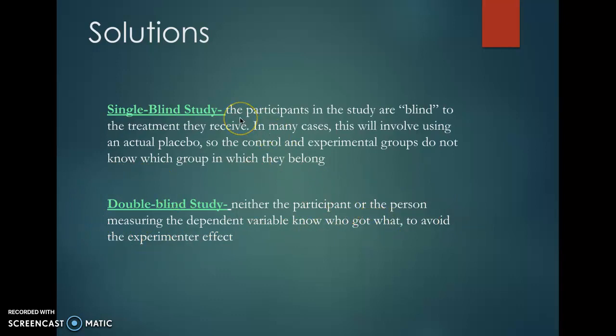So in the single blind, the participants don't know what they're getting, but the doctors do. In a double blind study, neither the participant nor the people giving the medicine know who's getting the sugar pill or the real tested medicine. That way their behavior can't impact the person receiving that pill.